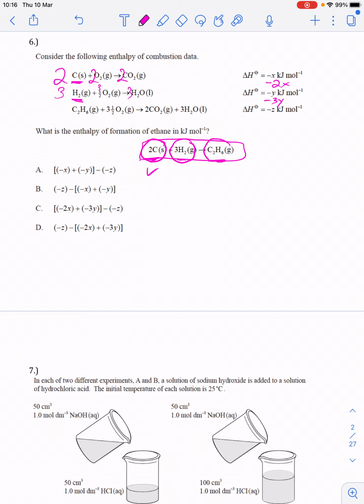And then for the last one, I see that this C2H6, I need it on the right-hand side as a product. I can see here it's on the reactant side. That means I need to reverse this whole equation, which means I'm going to reverse Z.